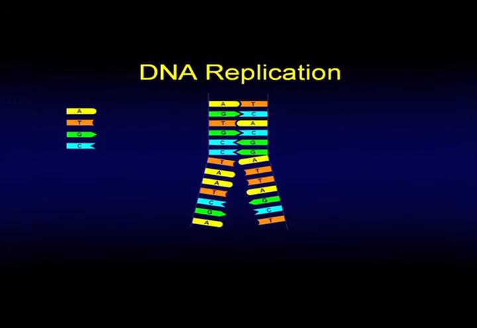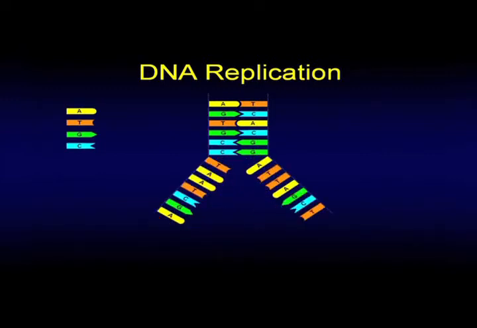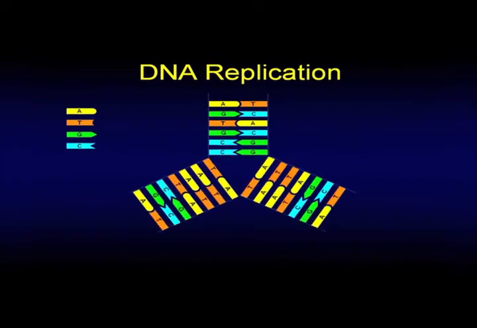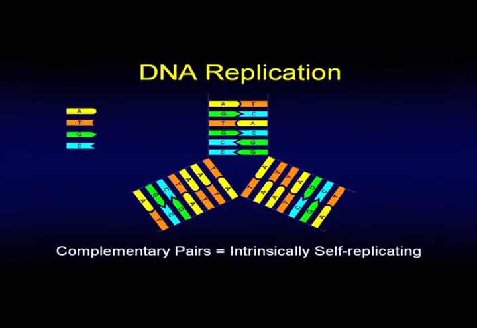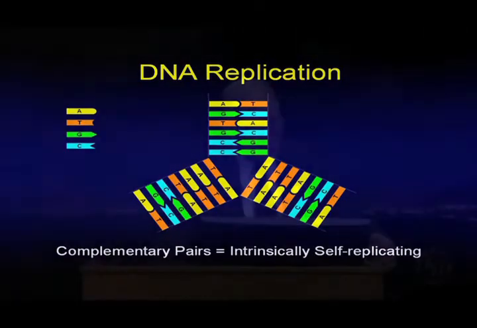It's as if the original is its own carbon paper, if you will. And so when called upon, they will split, replicate themselves, and make a copy of themselves. These complementary pairs are intrinsically self-replicating. So we not only have a complex coding system here, it's one that intrinsically multiplies itself when necessary.